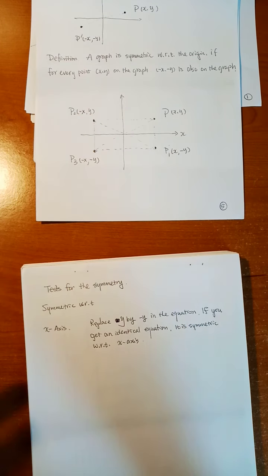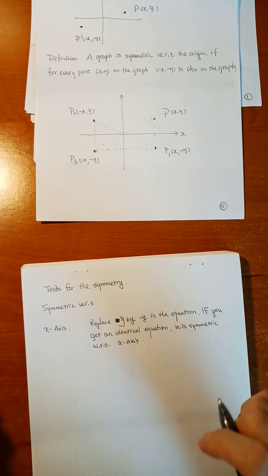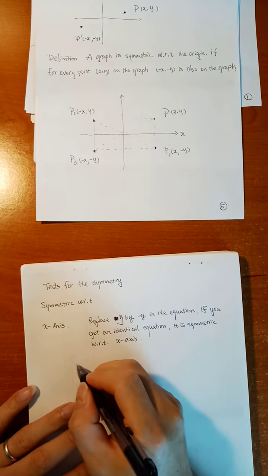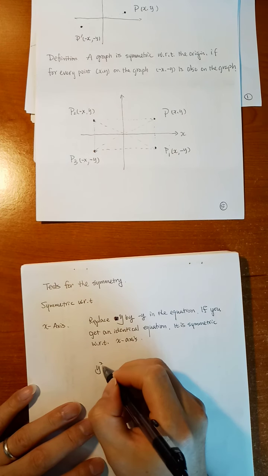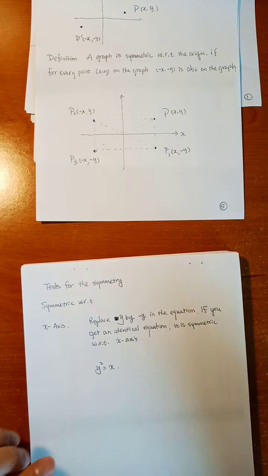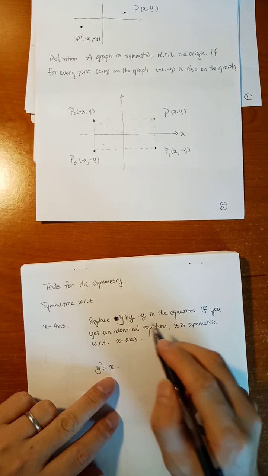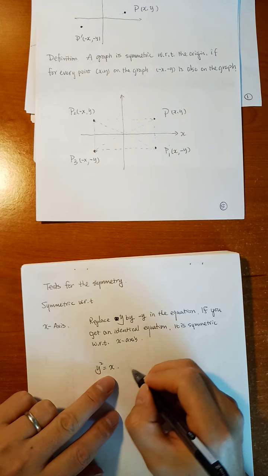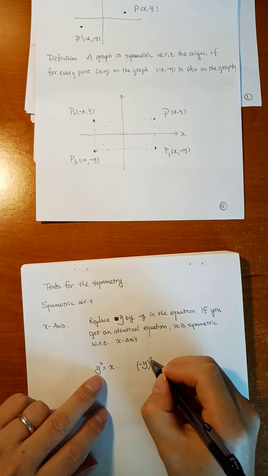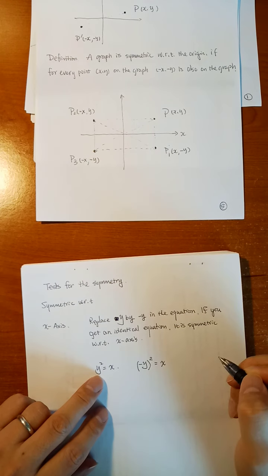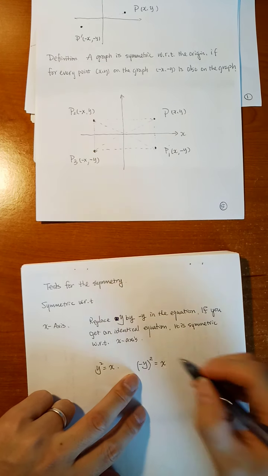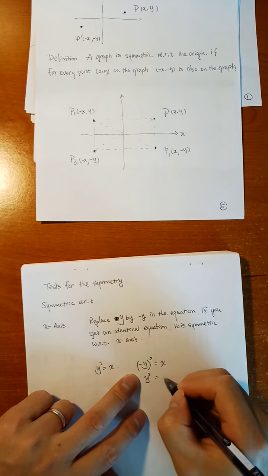What is the example? Okay, check here. Assume you have y squared equal to x. And we replace y by negative y. So we get a negative y. Whenever you see y, you write a negative y. And you have squared equal to x. Okay? And you simplify it. Negative y squared is equal to y squared. So it's y squared equal to x.